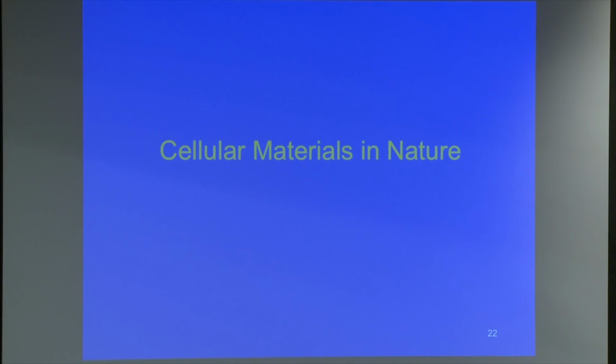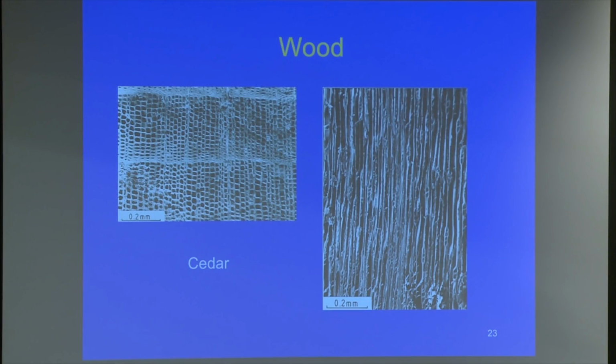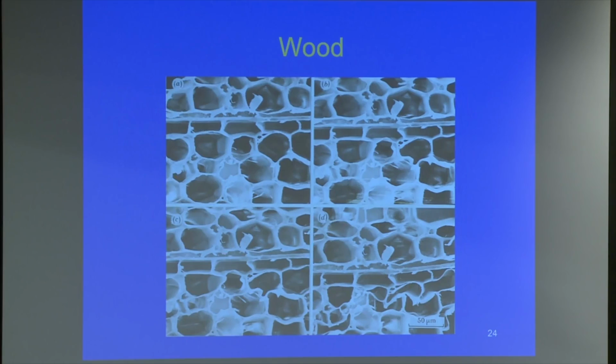And then we're going to look at materials in nature. So here's wood. So you can see the cellular structure of wood. It's a lot like the honeycombs. It has sort of a prismatic structure. That one happens to be cedar, but other woods look similar.